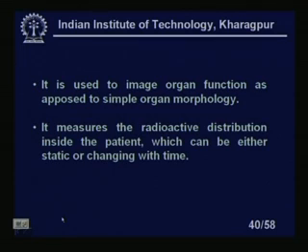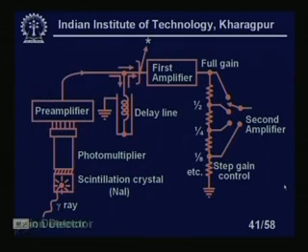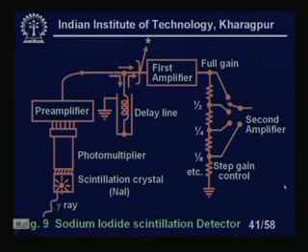It measures the radioactive distribution inside the patient, which can be either static or changing with time. This is a typical example of the sodium iodide scintillation detectors. You see what will happen: we have gamma rays coming, we have a scintillation crystal, sodium iodide, then we have a photomultiplier tube, we have a preamplifier, we have a delay line, then we have further amplifiers.